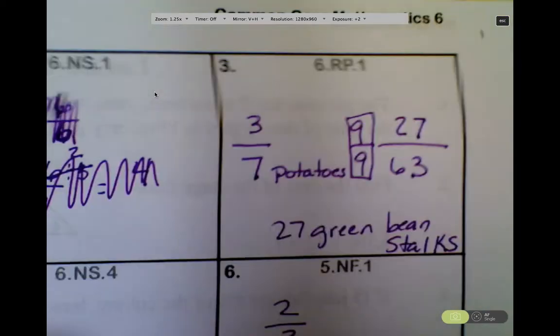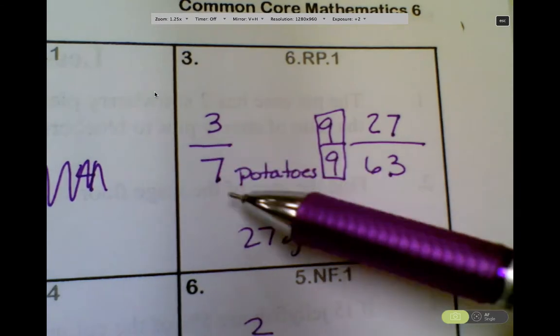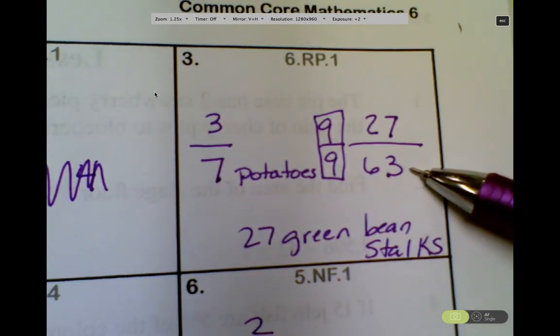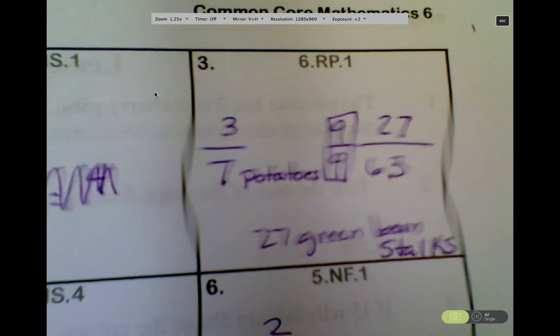I like how I'm not showing you guys anything. So sorry. Let's take a look at this one again. So 3 over 7, and then what am I going to multiply to get 63? That'd be 27 green bean stalks.